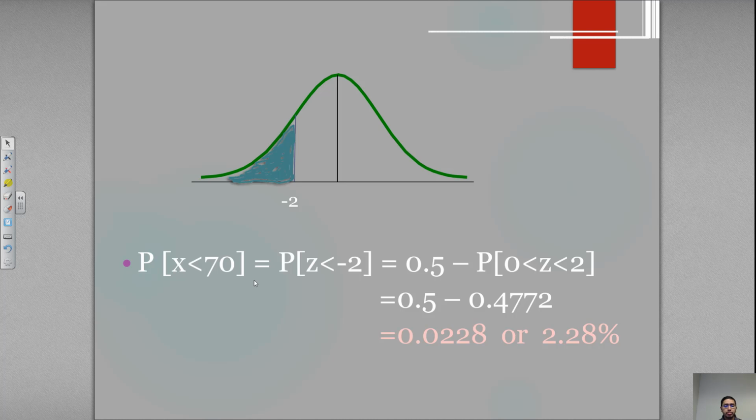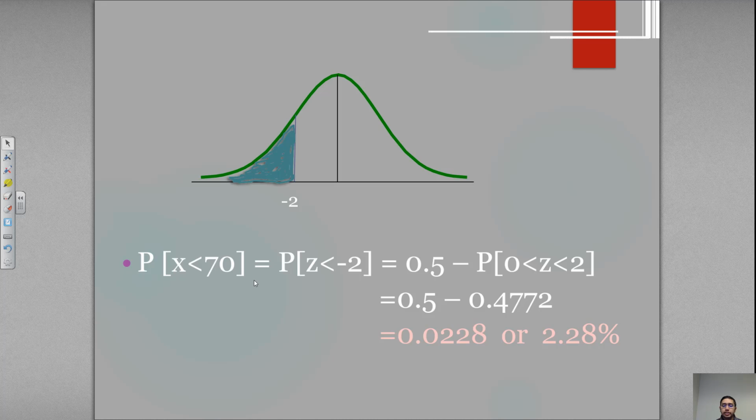So the probability that x is less than or equal to 70 is the same as the probability that z is less than or equal to minus 2. For z less than or equal to minus 2, we calculate the probability of the shaded area by subtracting: 0.5 minus the probability that z lies between 0 and 2. Why between 0 and 2? Because the probability between minus 2 and 0 is the same as between 0 and 2.